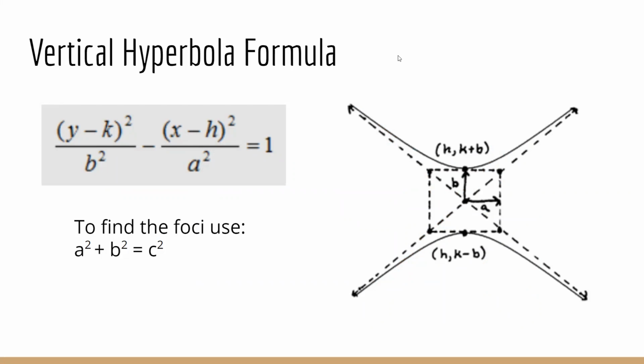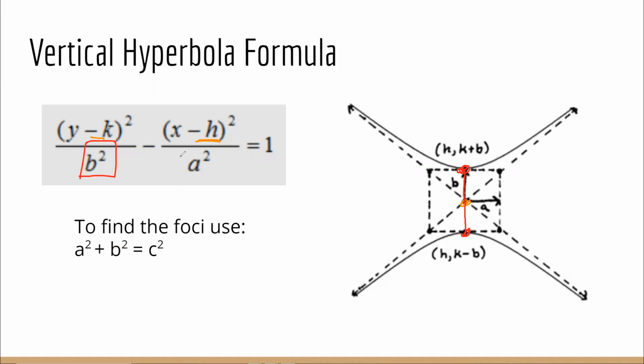All right. And then same thing, if this opens up vertically, what are you subtracting from x? That's the x coordinate of your center. What are you subtracting from y? That's the y coordinate of your center. What's the number under y squared? You take the square root of that, we could call it b. You move up and down b units, and now these will be our vertices. So b units above and below the center.